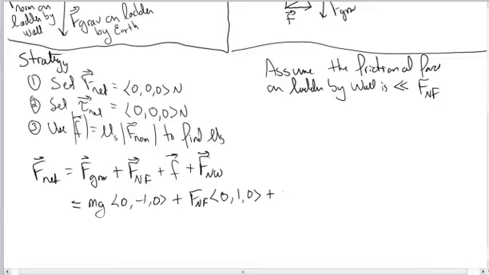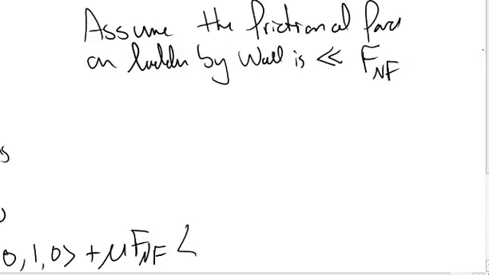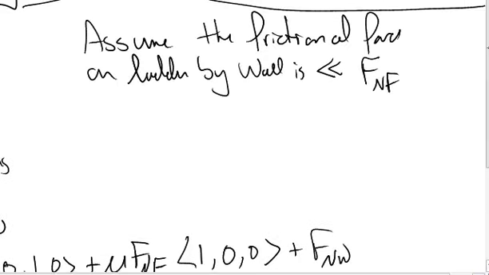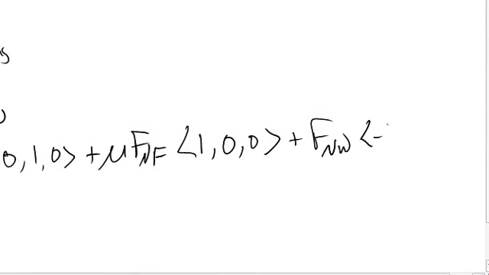The frictional force, we can write that as mu times the normal force by the floor, only this one's in the, if you take a look here, positive x direction. So that's going to be 1, 0, 0 for my unit vector. And then the last one is the normal force by the wall. Looking at the free body diagram, I see that this is in the negative x direction, so it has a unit vector of minus 1, 0, 0.